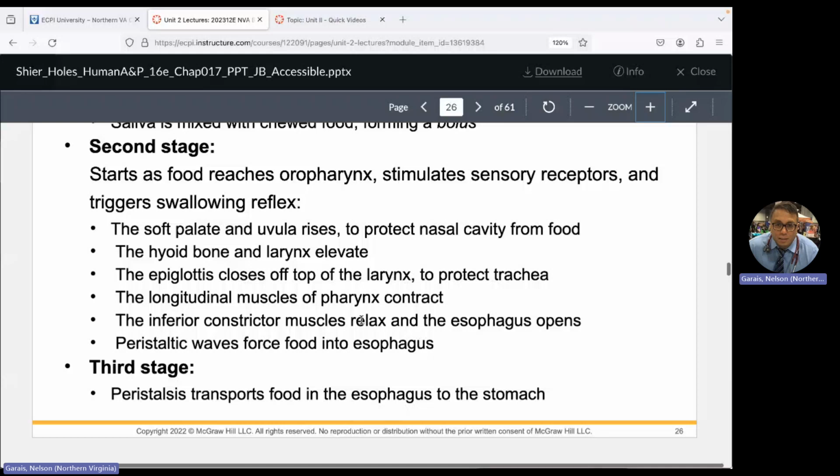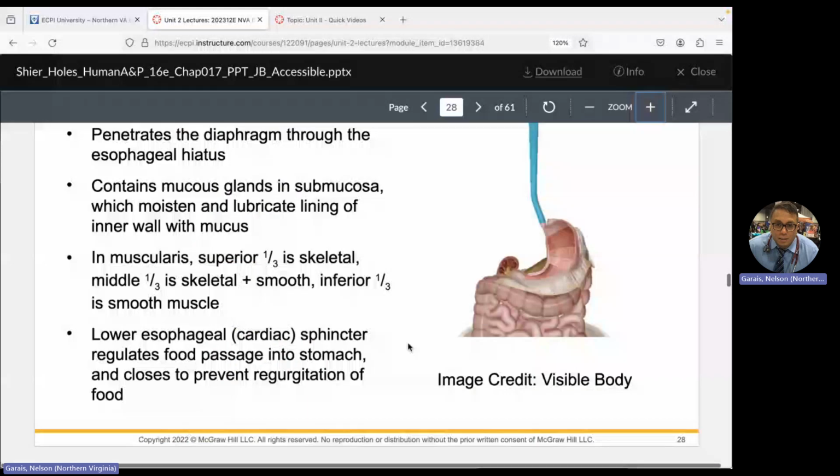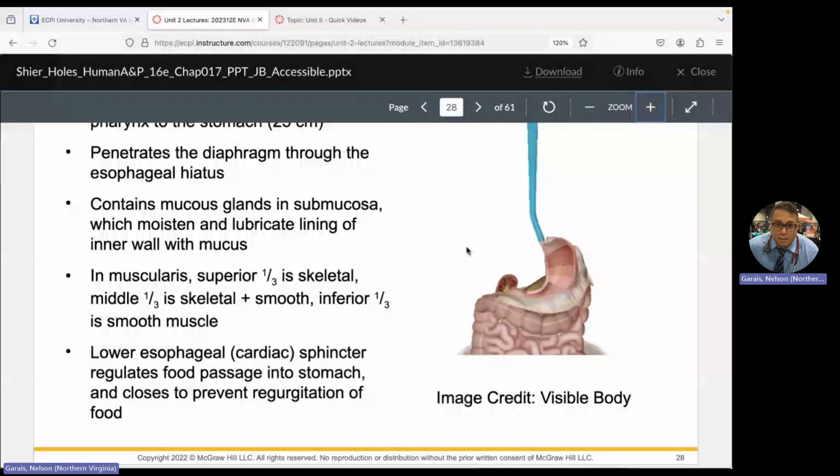The sphincter in between your esophagus and your stomach is called the lower esophageal or cardiac sphincter. It prevents regurgitation or GERD. Gastroesophageal reflux. A lot of people have that because we're a nation of salt eaters, drinkers of alcohol, and whatnot.